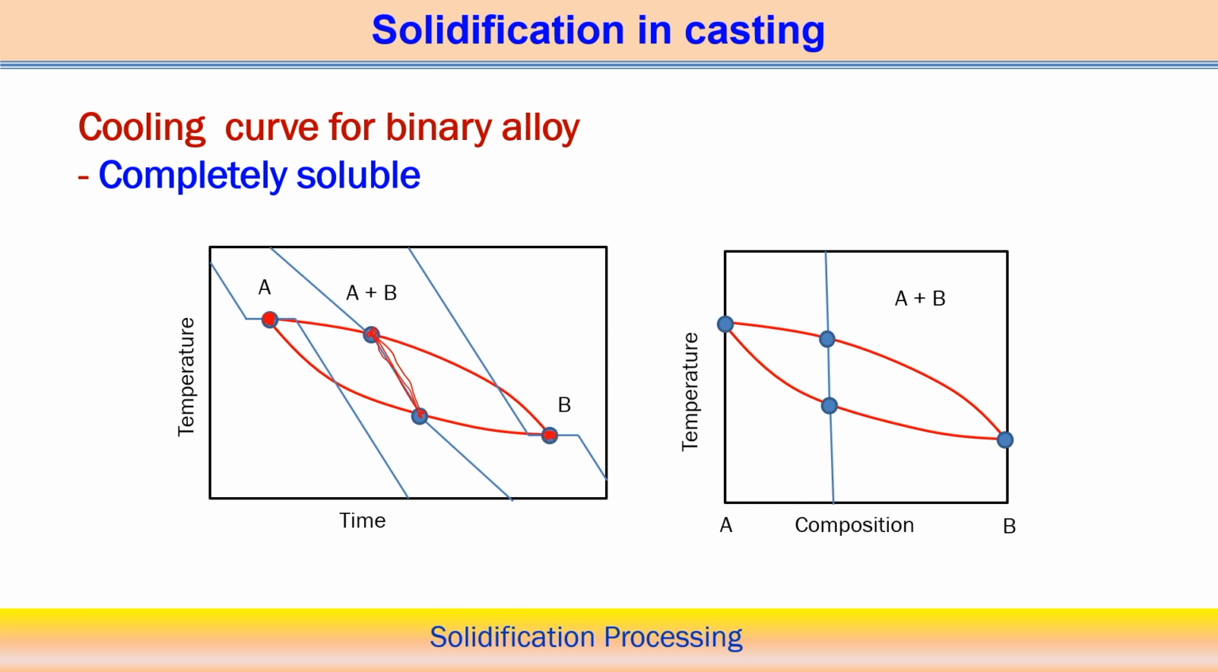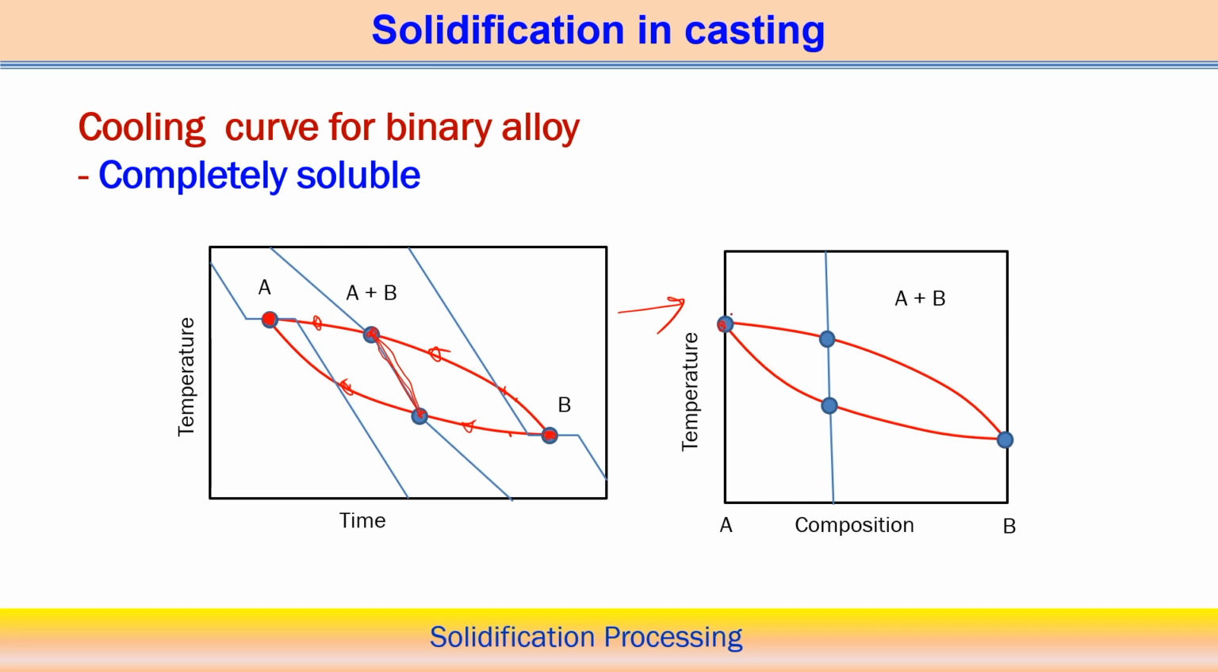So once we get the slope, and similarly if we change the composition, so A plus B in different proportions, in that case we can identify the different points, and if we join them, then we will be able to get this time versus composition. So here, sorry, temperature versus composition diagram.